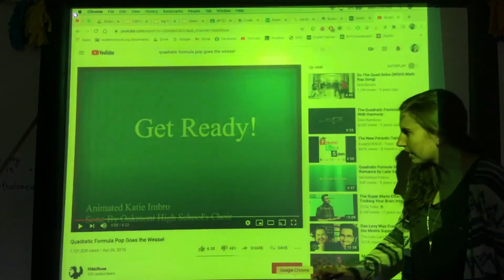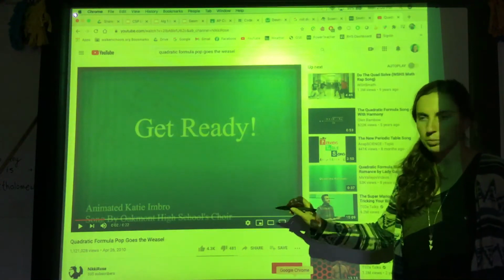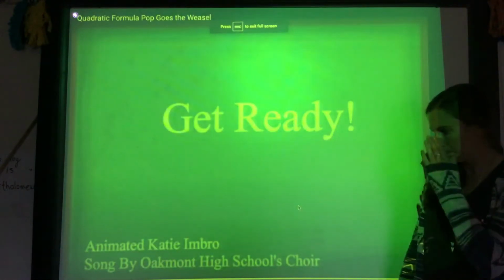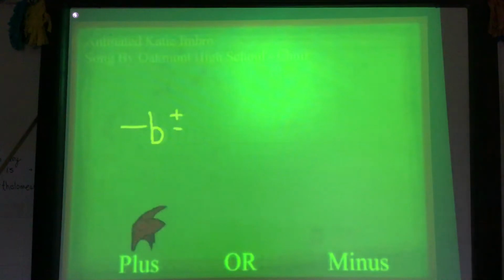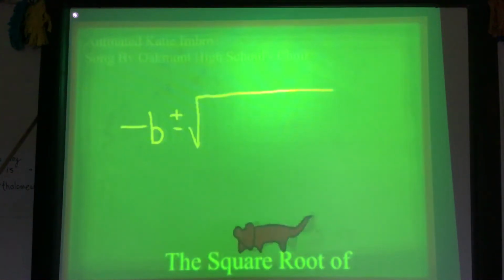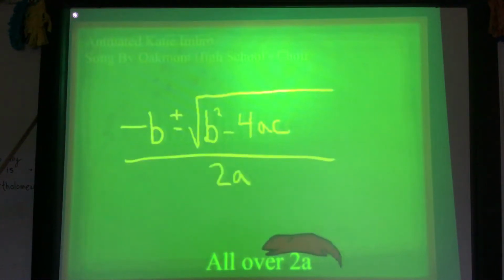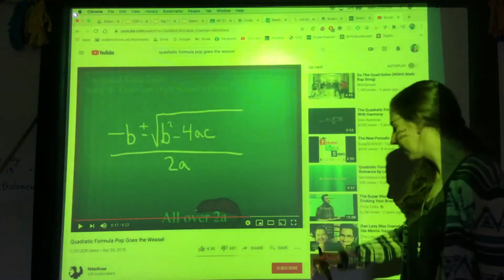Just by the way, this is how I remember it. It's like Pop Goes the Weasel, but quadratic formula style. The quadratic formula's negative b plus or minus the square root of b squared minus 4ac all over 2a. I literally sing that in my head as I'm writing it out.